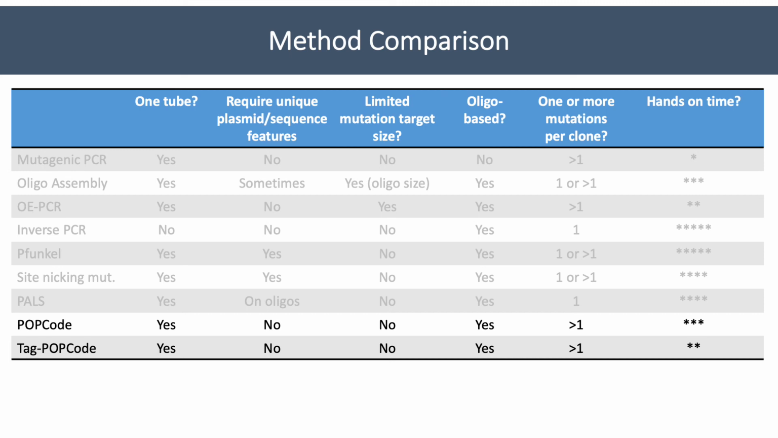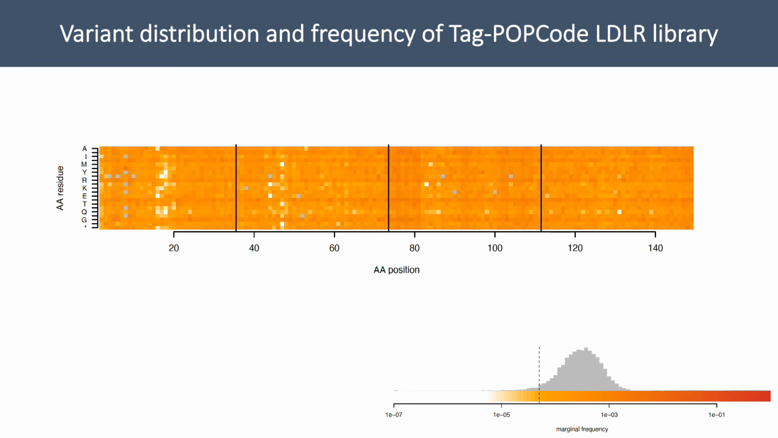So in terms of ease of use, tag-POPCode requires relatively few molecular biology steps. And it also doesn't require any special features on your DNA or your oligos. I certainly wouldn't recommend it if you're interested in generating clones that only have single missense mutants in them, though. POPCode is definitely a great choice if you want to generate libraries containing all possible coding variants.